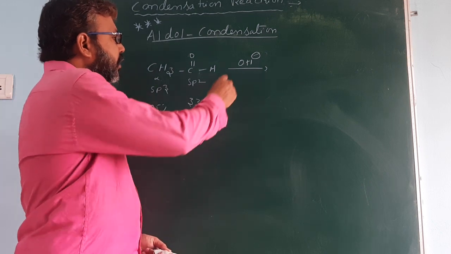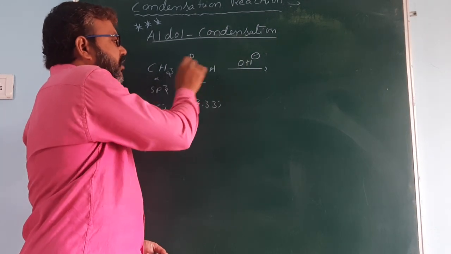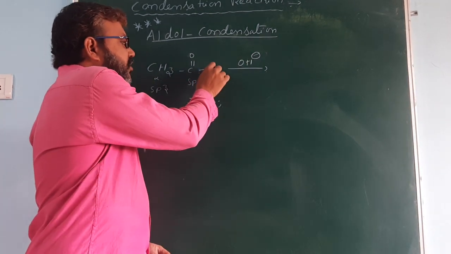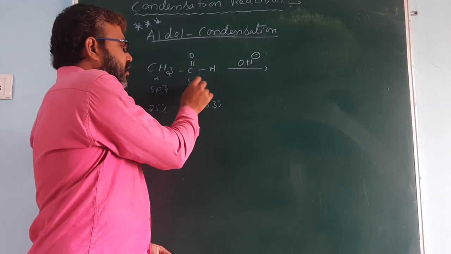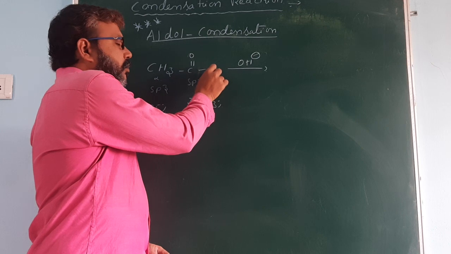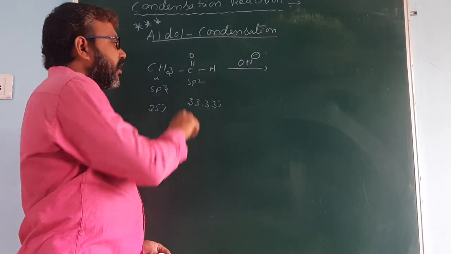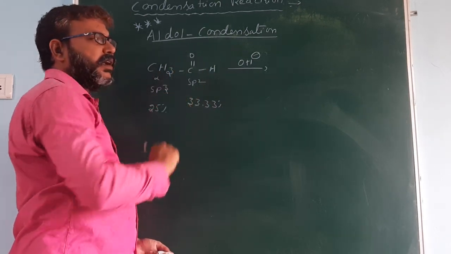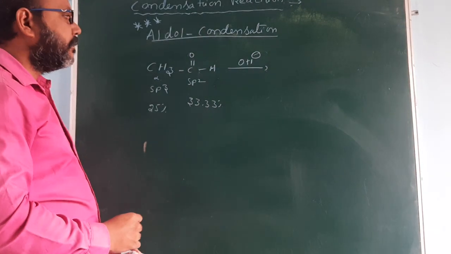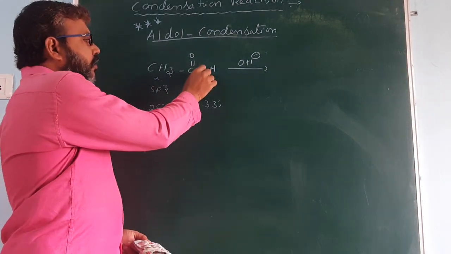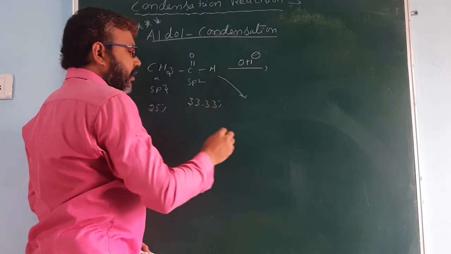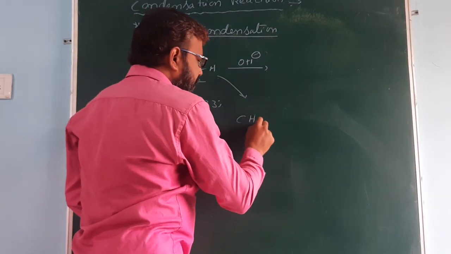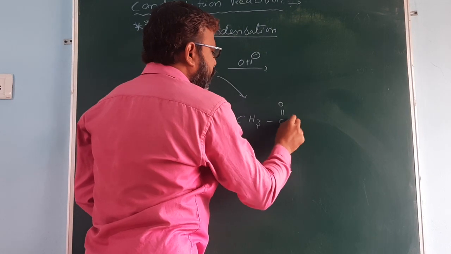So the base abstracts this proton, which is more acidic based on hybridization. The sp2 hybridized carbon has more s character and withdraws electrons towards itself, so it can donate the H+ ion. When the proton is abstracted from this carbon, you get CH3C=O minus.